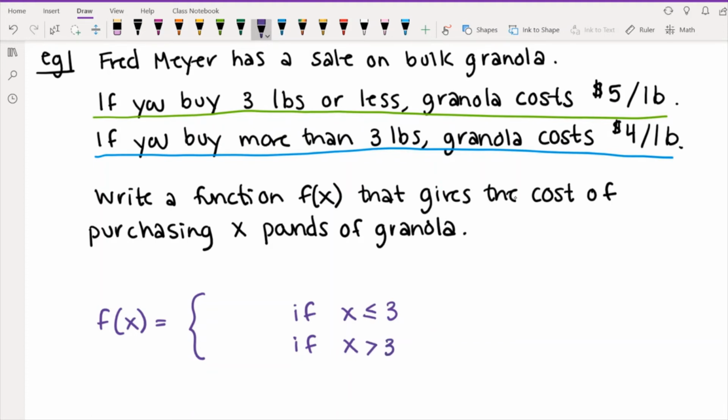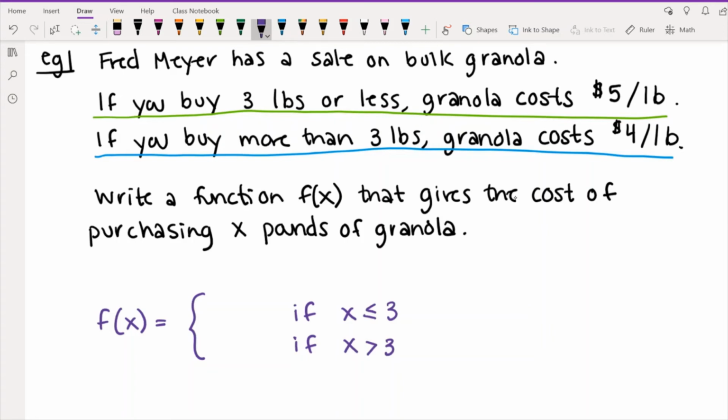And so that is going to be when your quantity of granola is greater than 3. And so now the next question is to figure out, what's the actual formula here? So let's focus first on the first part of the formula. So if you buy 3 pounds or less, granola costs $5 per pound.